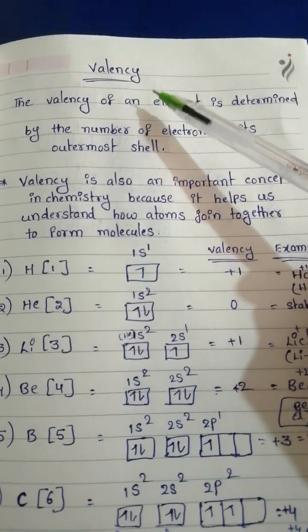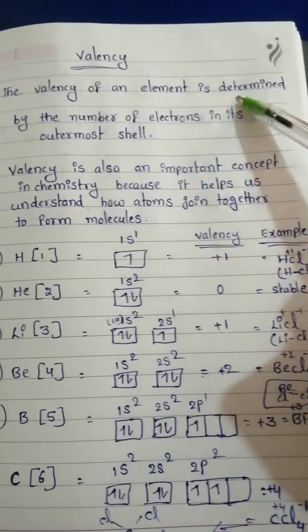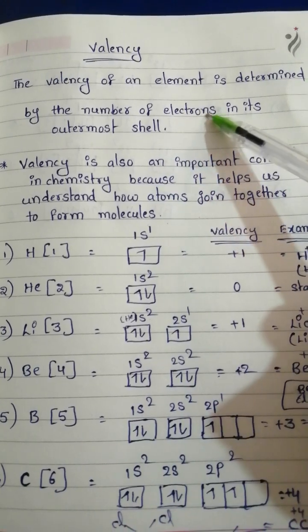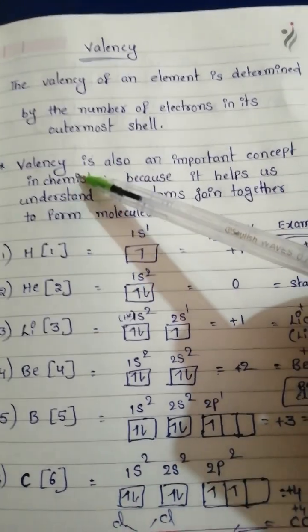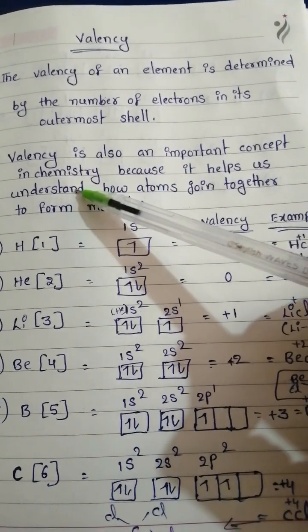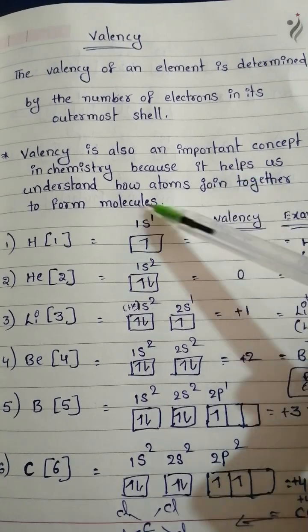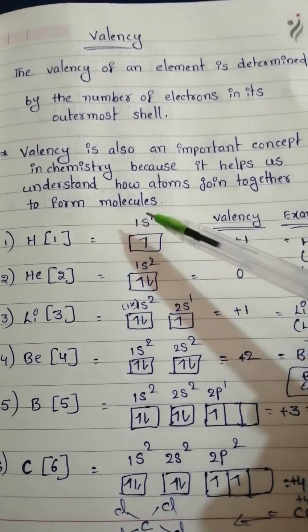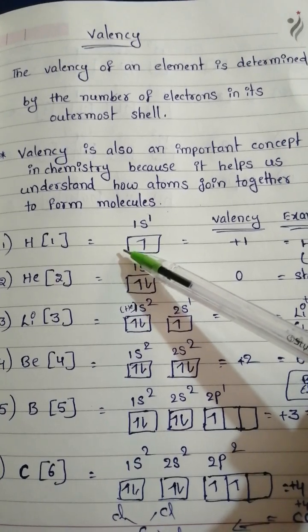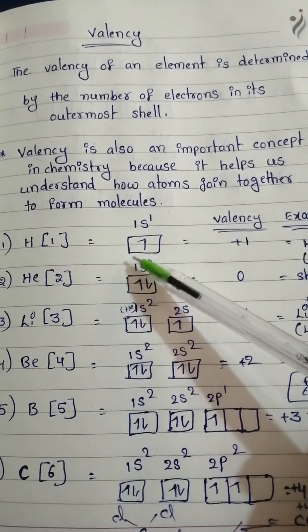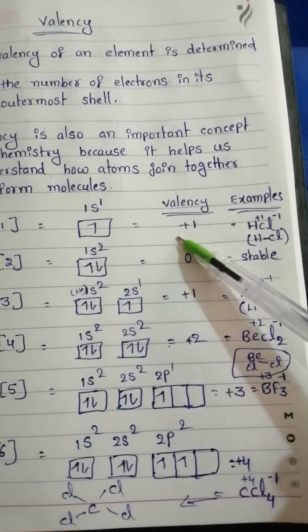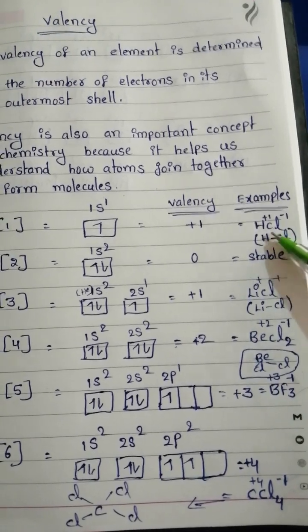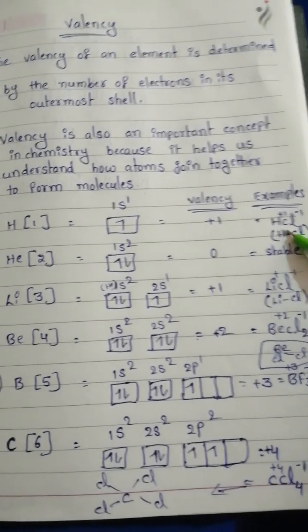Today our topic is valency. The valency of an element is determined by the number of electrons in its outermost shell. Valency is also an important concept in chemistry because it helps us understand how atoms join together to form molecules. All atoms are not stable with a single one. It always tries to react with other atoms and then it becomes more stable.